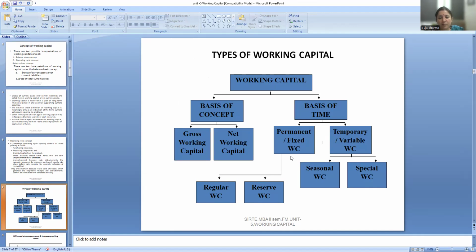On the basis of time, there is permanent or fixed working capital, and temporary or variable working capital. Permanent working capital is again divided into two parts, regular and reserve working capital, and temporary or variable working capital is divided into seasonal and special working capital.